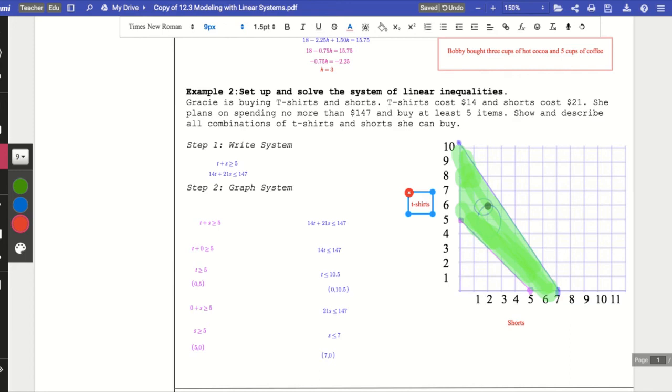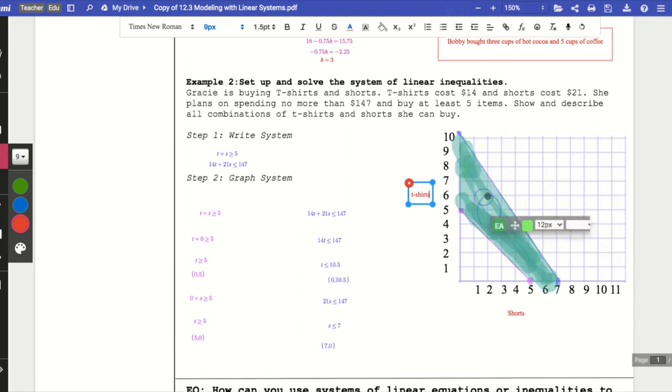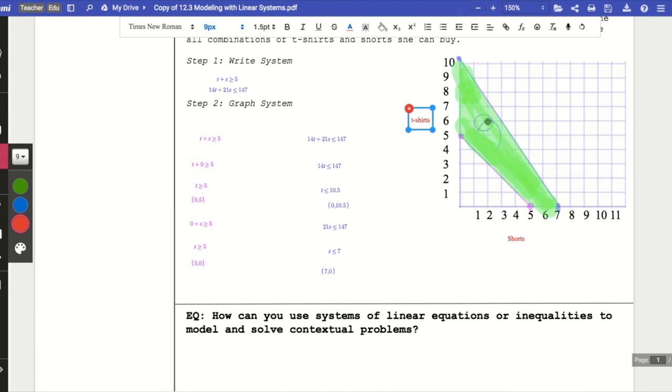So 2 times 14 plus 6 times 21. Is that less than 147? Yes, it is. So this is just one way. What this models is all of the possible examples. If we wanted to find out what the maximum was, that would be different. That's when we would use a regular system, because here we just want to see all the possible situations she could have. This system is going to work.